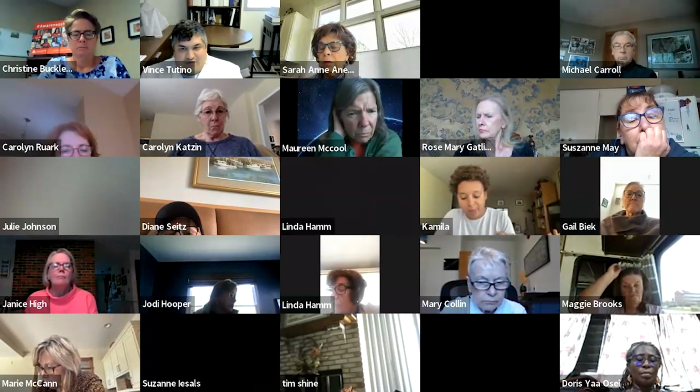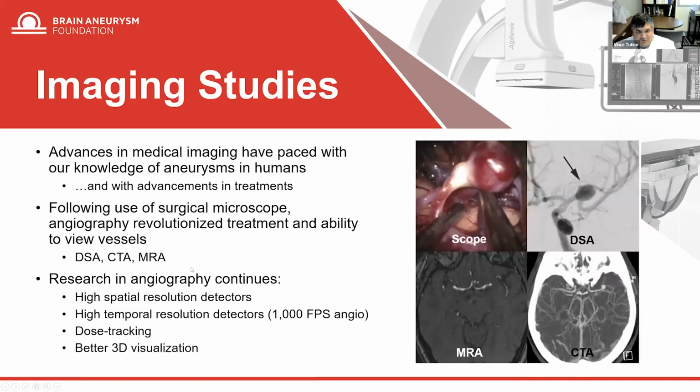Even today, research in angiography continues at the center where I work at UB, the Canon Stroke and Vascular Research Center. We have several PIs in our center researching angiography and new methods. Those include high spatial resolution angiographic detectors, so these are X-ray detectors, and high temporal resolution detectors, basically looking at a high number of frames per second to really visualize the flow of the dye in the aneurysm, tracking of radiation dose, and research into how we can better visualize what we see here, sometimes in this MRA image, sometimes 2D. How can we visualize that in 3 dimensions so that we get a more complete picture?